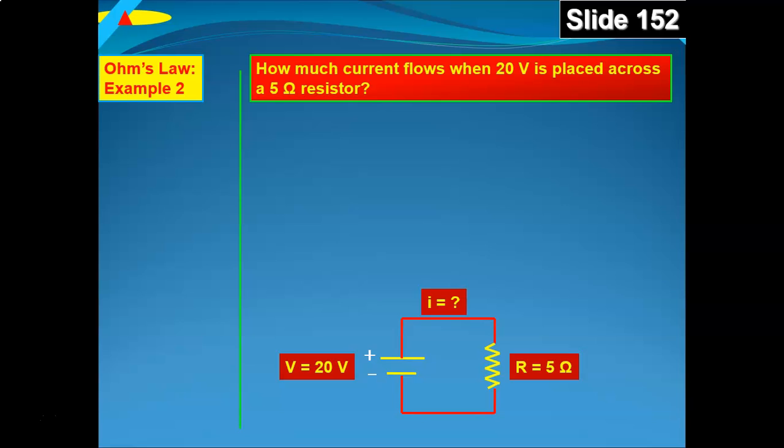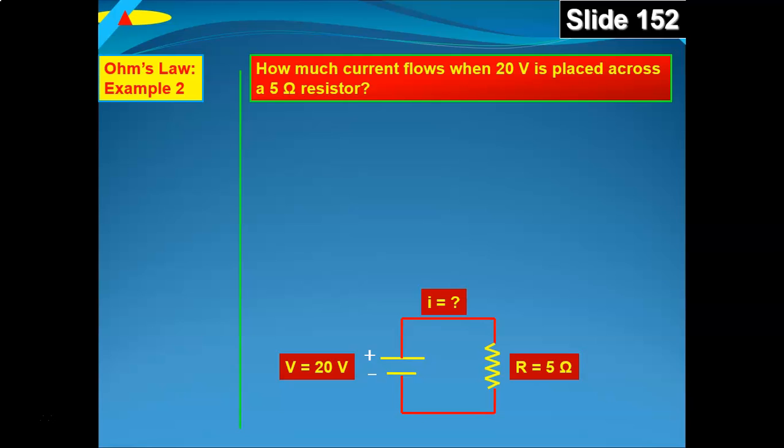How much current flows when 20 volts is placed across a 5 ohm resistor? Okay, so now you're looking for the current. You're given the voltage, you're told it's a 20 volt battery, and the resistance, that would be the light bulb, is 5 ohms of resistance. So how much current is going to flow across that?